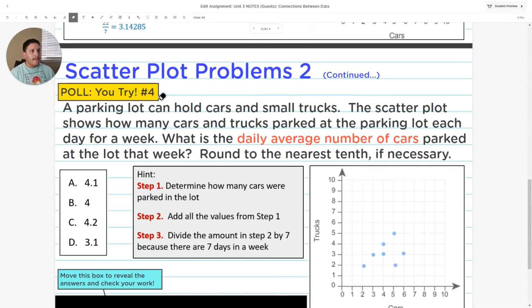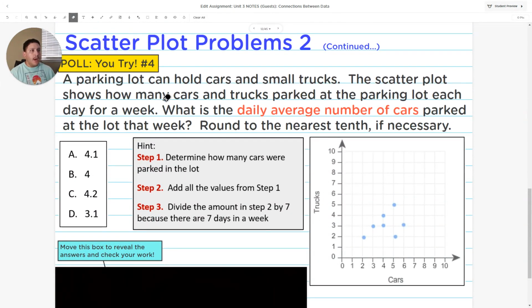Let's go to this one. You try number 4. A parking lot can hold cars and small trucks. The scatter plot shows how many cars and trucks parked at the parking lot each day for a week. What is the daily average number of cars parked at the lot that week? Round to the nearest tenth if necessary.